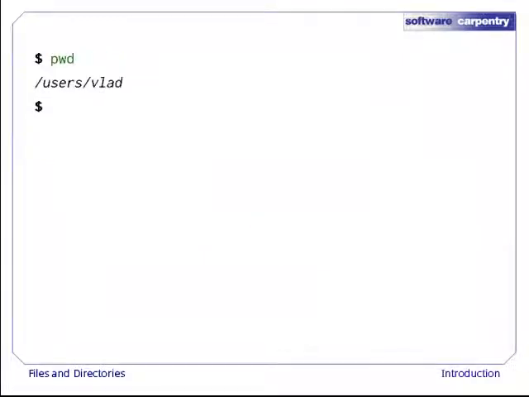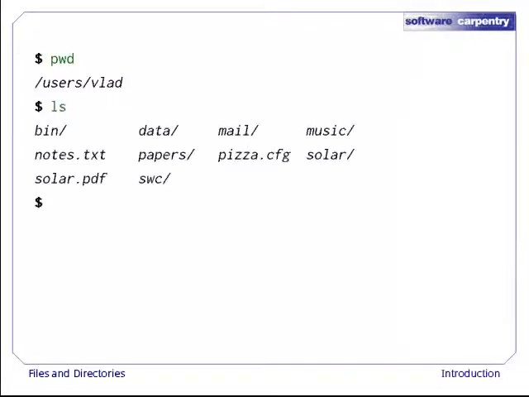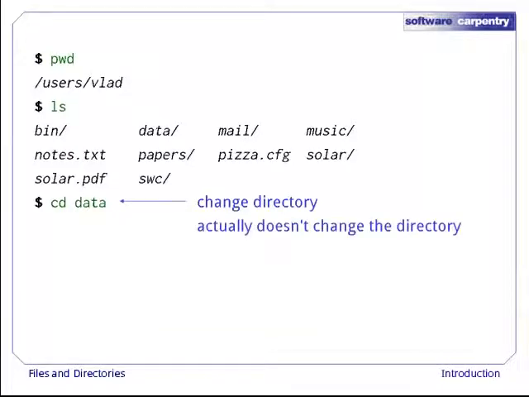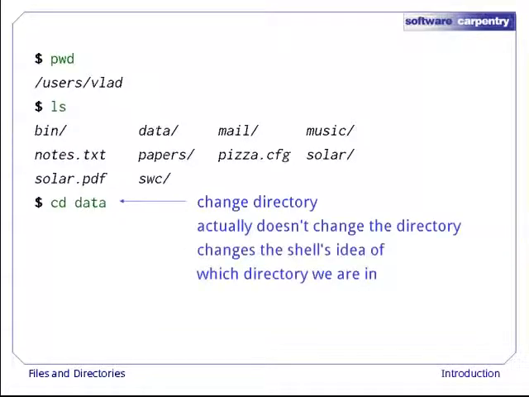What if we want to change our current working directory? pwd shows us that we're still in /users/vlad, and ls without any arguments shows us its contents. We can use cd followed by a directory name to change our working directory. cd stands for change directory, which is a bit misleading. The command doesn't change the directory, it changes the shell's idea of what directory we are in.